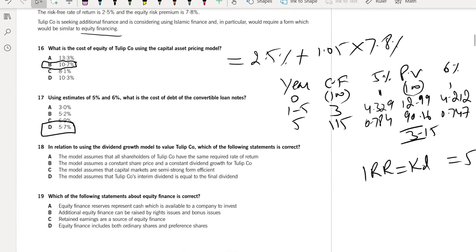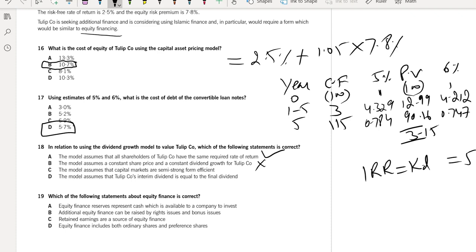In relation to using the dividend growth model to value Tulip company, which of the following statements is correct? The model assumes that all shareholders of Tulip company have the same required rate of return. Yes, this is the correct answer, because we have to assume that all shareholders will demand the same return. The model assumes a constant share price and a constant dividend growth. Okay, share price can change, because if one of the variables changes, share price can be different. So this is not a correct answer.